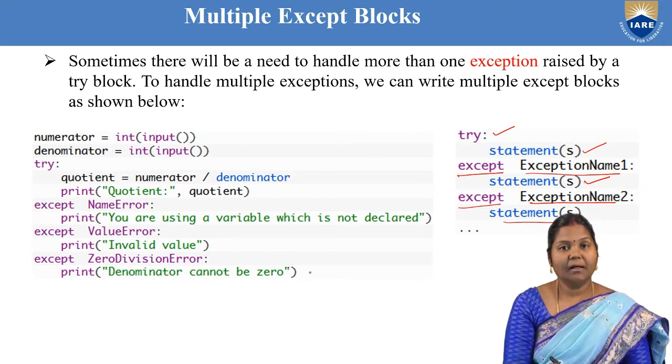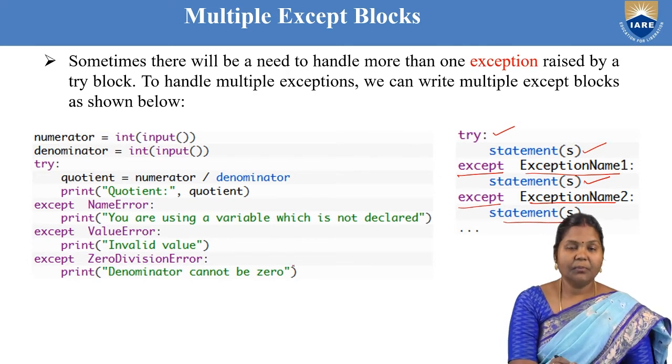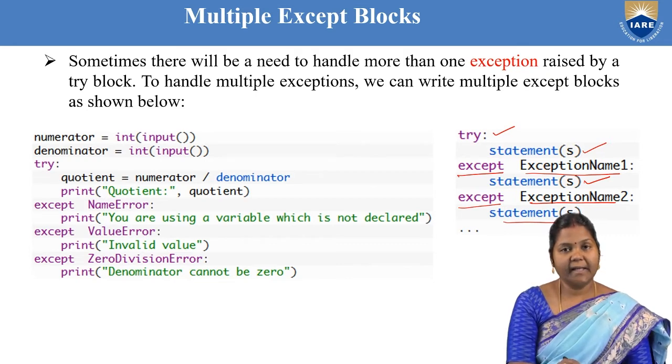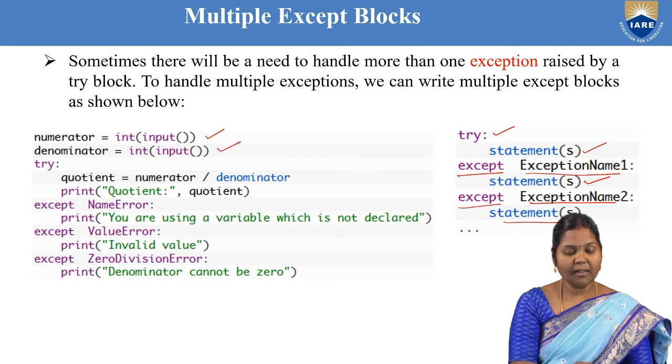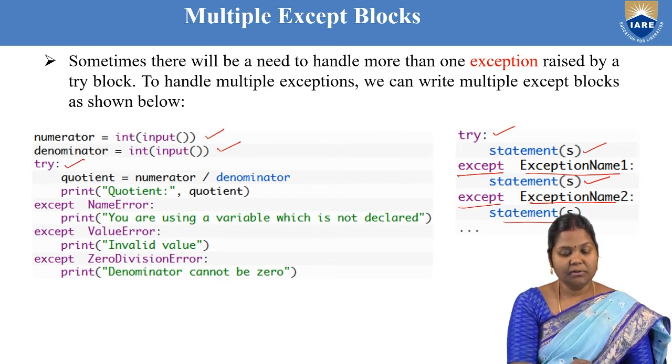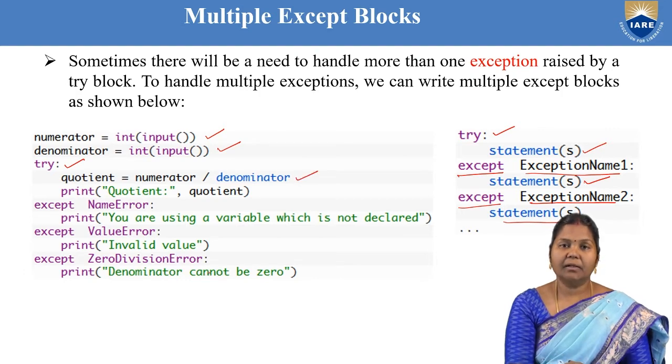Now, let us see one example. Suppose we are reading two numbers and we want to do division, that is A divided by B. So, let us read the numerator value and the denominator value. Now, in the try block, let us write our logic to find the quotient. So, quotient is equal to numerator divided by denominator. When the denominator is 0, for example, numerator is 10 and denominator is 0, then it raises an exception.